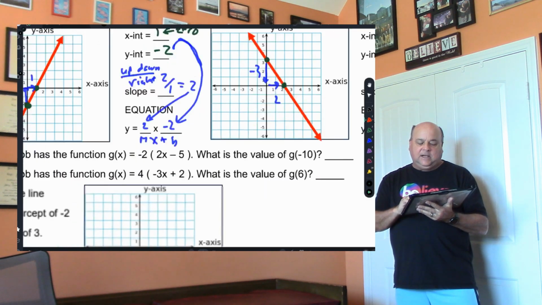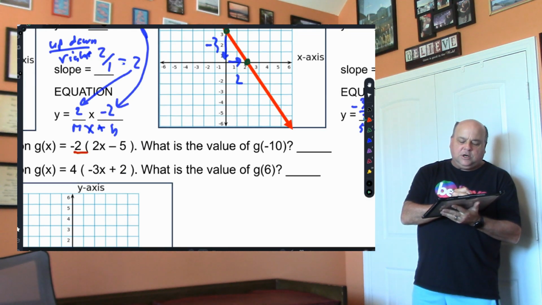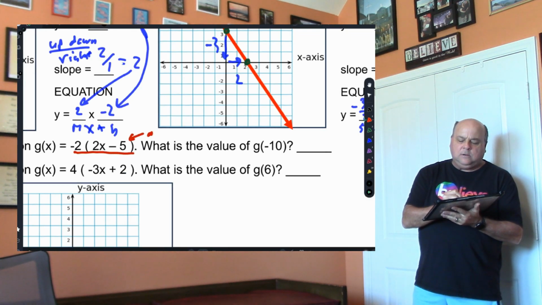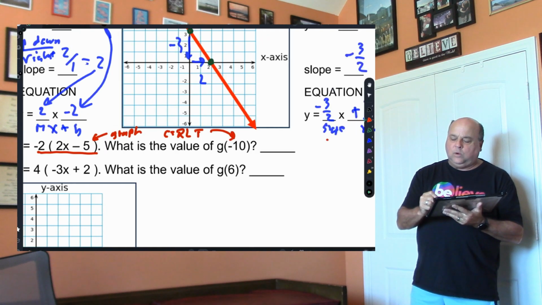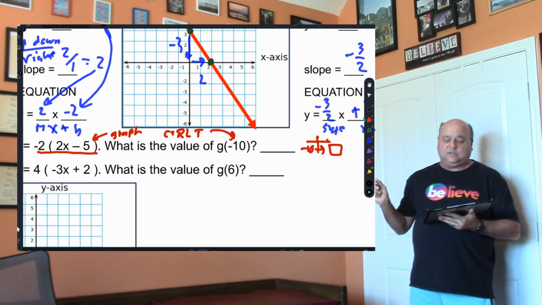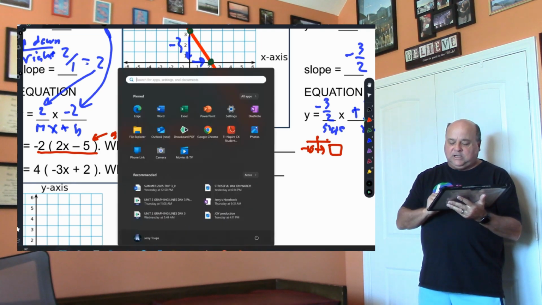Now then, let's go to the next one. Okay, we have functions here. So basically what you're going to do is graph this, and then hit Control-T and find that point in the table. So whatever is to the right of -10 in that table is going to be the answer. So the first thing we want to do is graph -2 parentheses 2x minus 5.